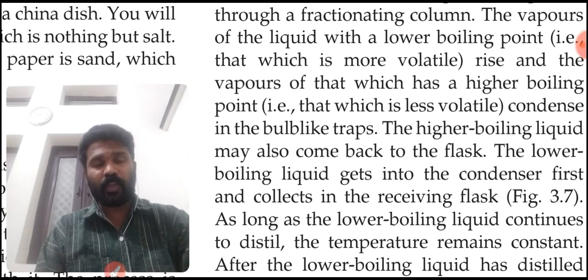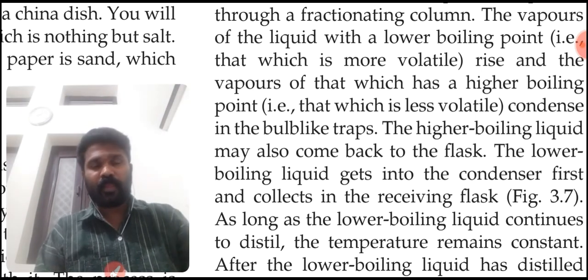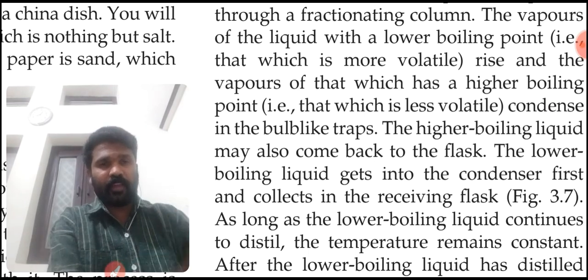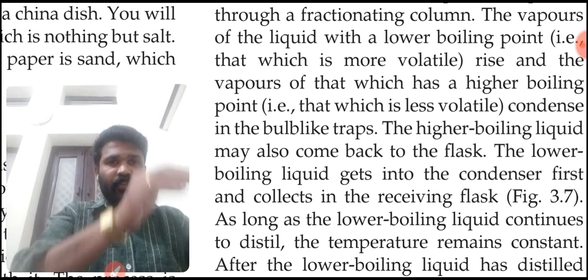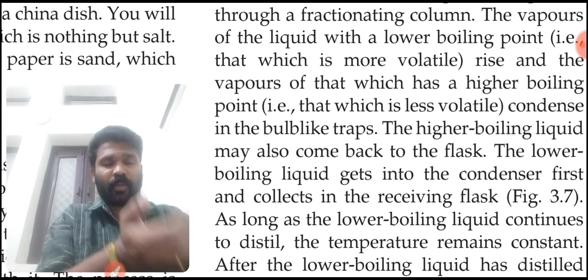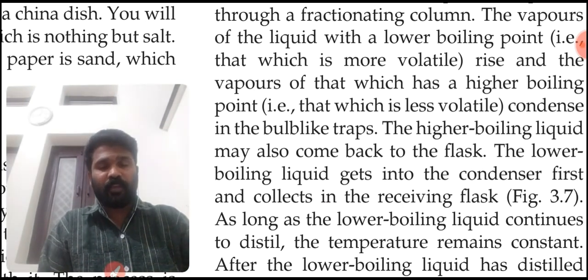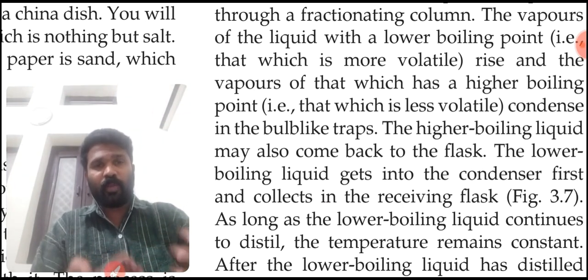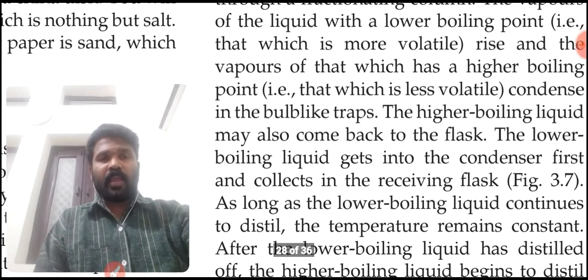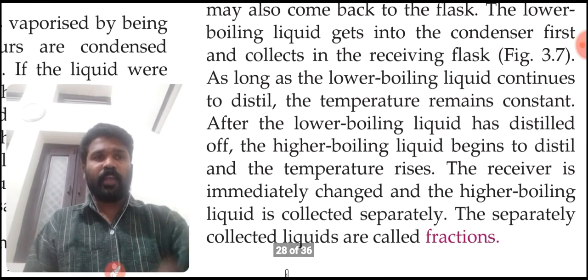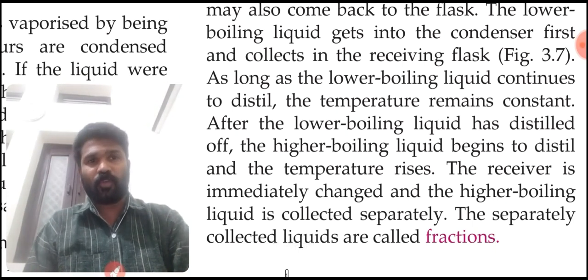The lower boiling point liquid will change as vapor first and it will move upside and will condense and can be collected in a separate beaker. Then after collecting this lower boiling liquid, the next liquid will condense, maybe 20 degrees Celsius, next will be 25 degrees Celsius, liquid will change as vapor and it will move upside and can be collected in the beaker, clear. As long as the lower boiling liquid continues to distill, the temperature remains constant.